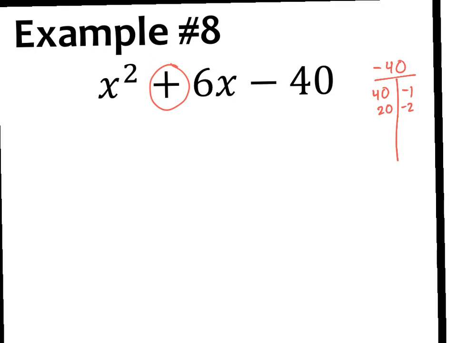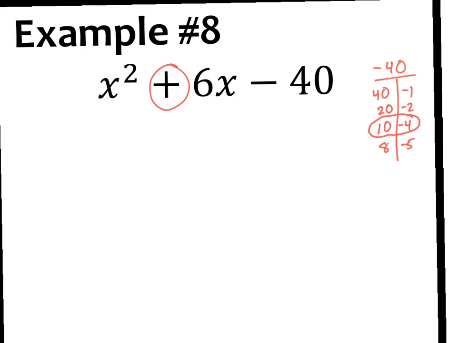20 and negative 2 is 18. I'm looking for 6. I can't divide by negative 3. I can divide by negative 4, and I get 10. Okay, those sum to 6. I'm good, okay? I also could have divided by negative 5 and gotten 8 just to complete my factors. But these are the two numbers that sum to 6. So that's what I want, okay?